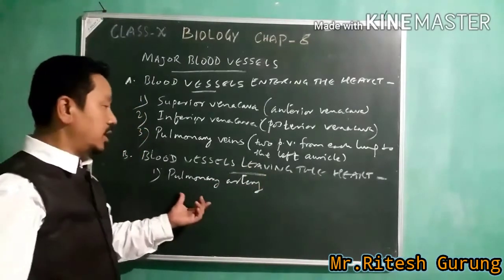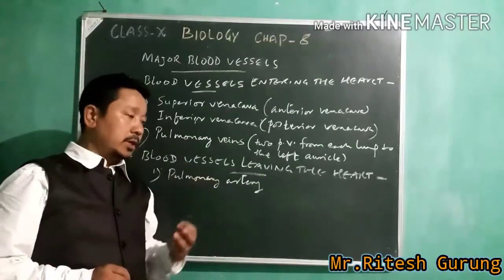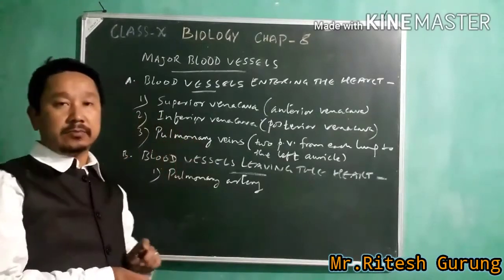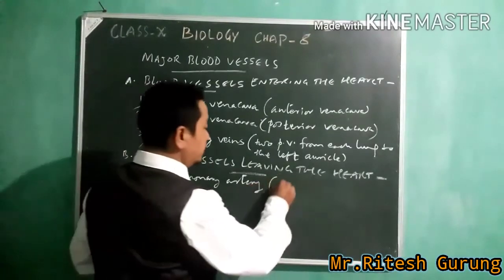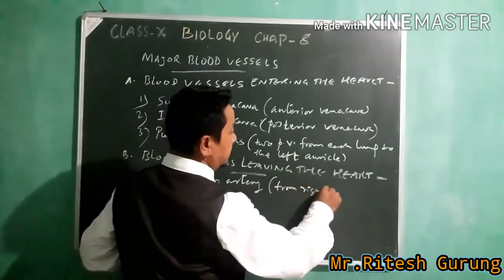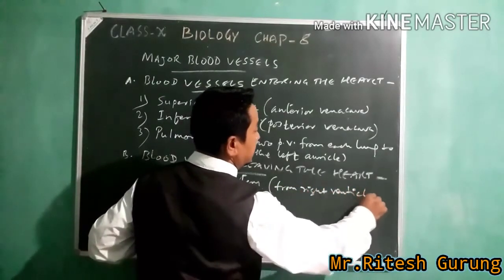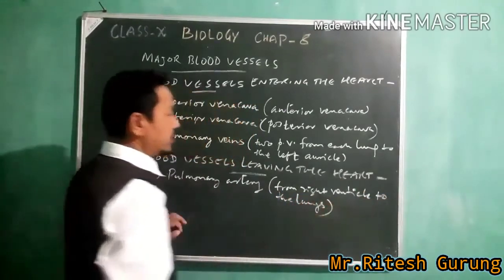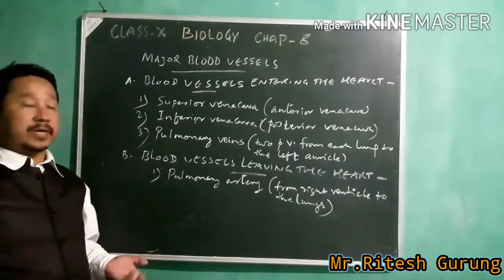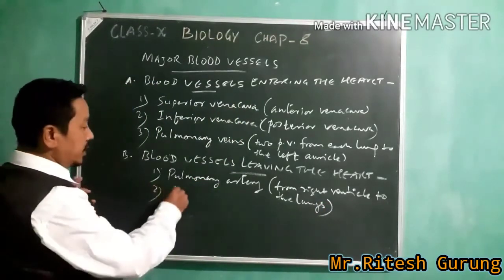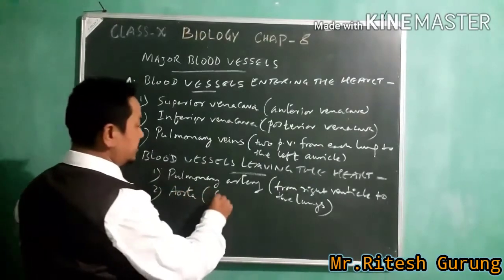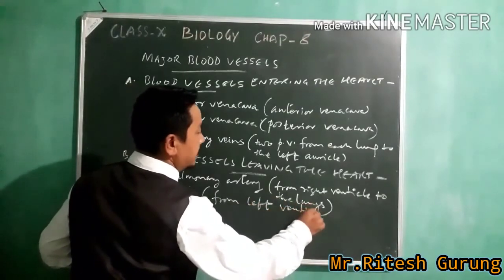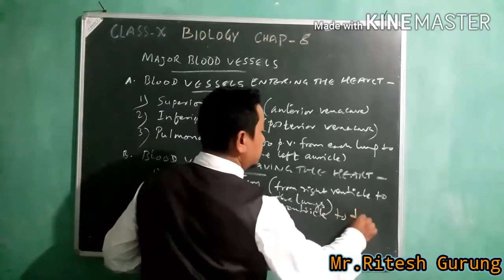The pulmonary artery will carry the impure blood from the right ventricle to the lungs for purification. Okay, pulmonary artery. Second, your aorta. That is from the left ventricle to different parts of the body.